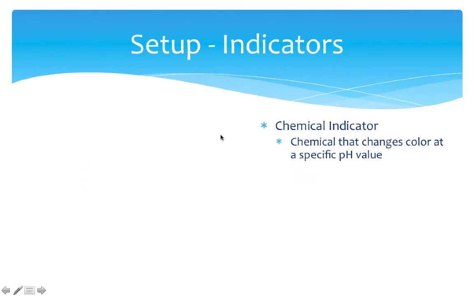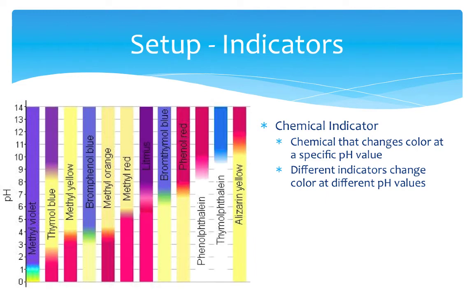Now let's talk a little more about this concept of a chemical indicator, because if you recall, that was the substance that we used prior to identify when our end point of our titration was. A chemical indicator basically is any chemical that changes color at a specific pH value. And depending on which pH value you want to find, there are different chemical indicators out there that change color at different pH values.